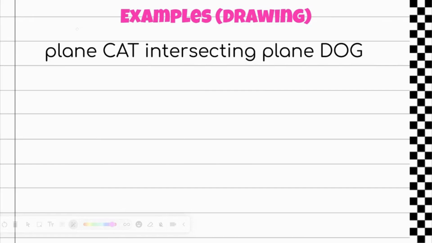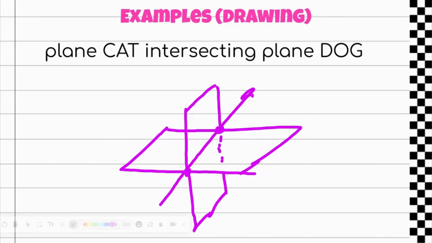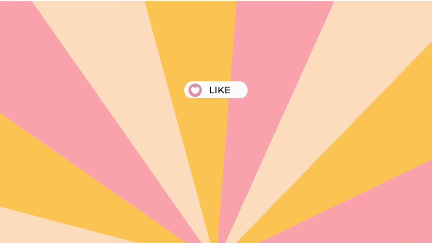So the easiest way to do this is to draw a parallelogram. Find the center of the front and the back of the parallelogram. Go up, over, dashed line, down, come out the bottom, and here is your line where these two planes intersect. We have to remember to call this plane cat, so let's just put CAT, and we can put DOG on this plane down here. That's all for this video.